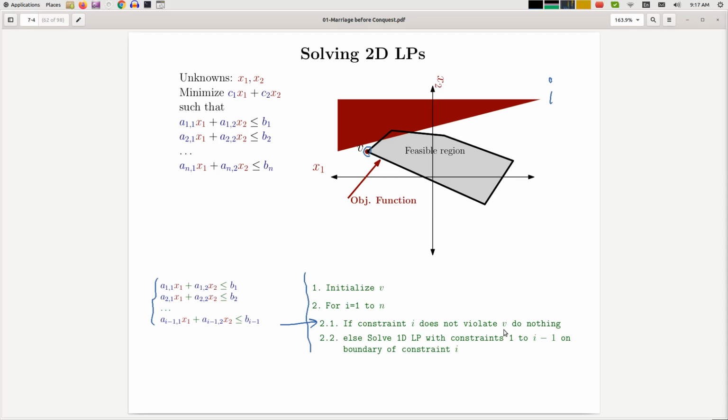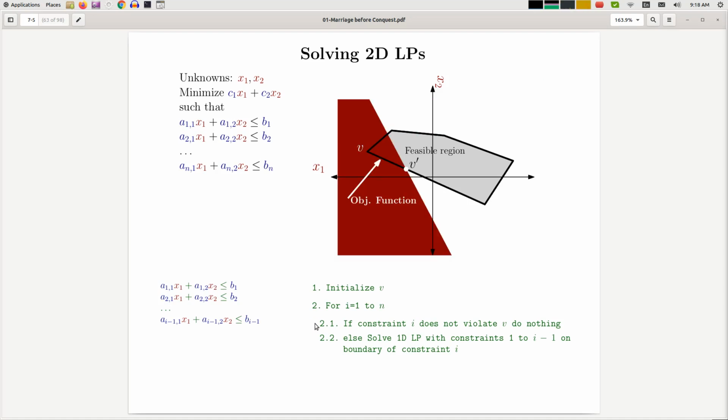Now, how do I know whether constraint number i violates v or not? Well, as I covered, I know the value of v. I have the coordinates of v. So I can just plug it into the constraint number i. If the inequality is satisfied, then I know that it does not forbid it. So therefore, I do nothing. So that's the easy case. Now let's look at the difficult case. The difficult case: if it forbids, so you add a new constraint and you realize that the answer that you had from before is now forbidden.